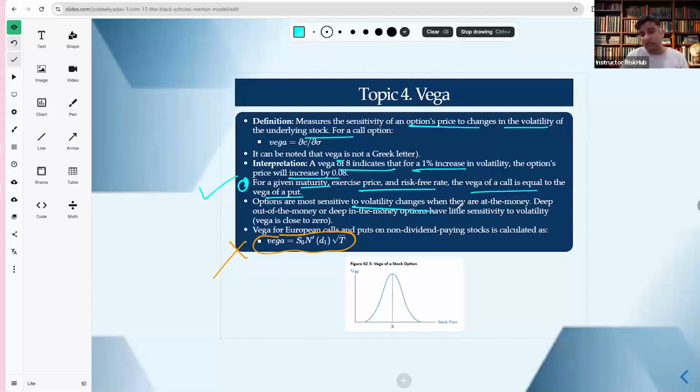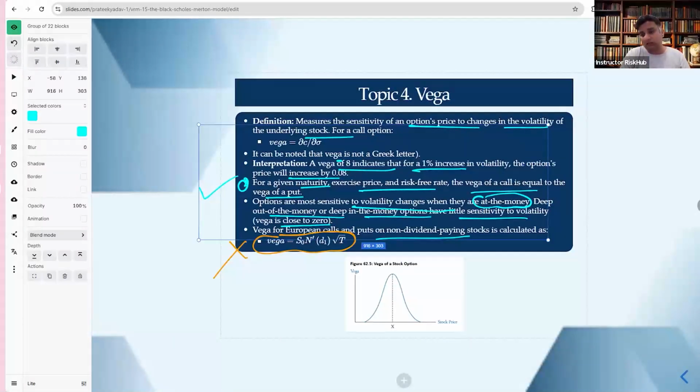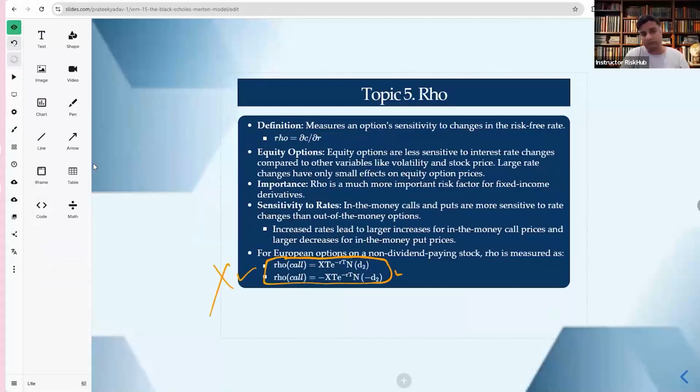Options are most sensitive to volatility when they are at the money, which I told you. Deep out of the money or deep in the money options have little sensitivity to volatility. Remember these properties. Vega for European calls and puts on non-dividend stocks is calculated this way. Don't remember the formula. I don't think so much will be asked. If it asks, leaving one question is never a bad option.